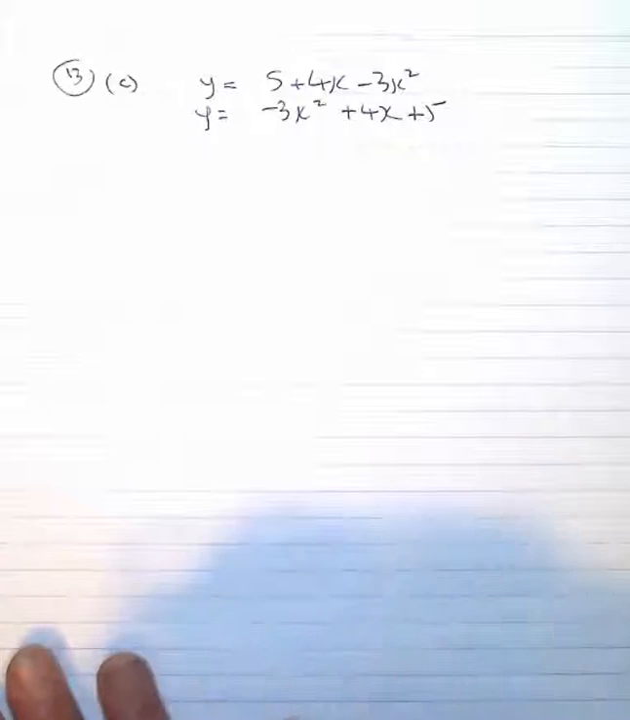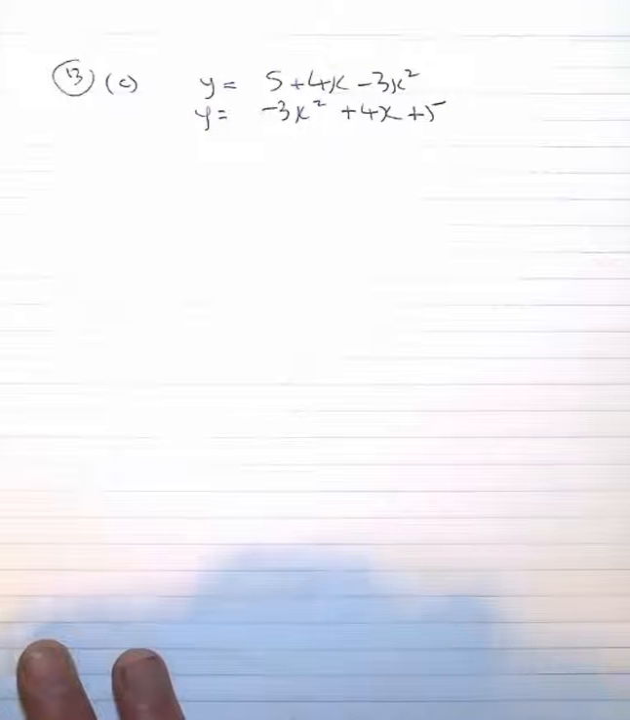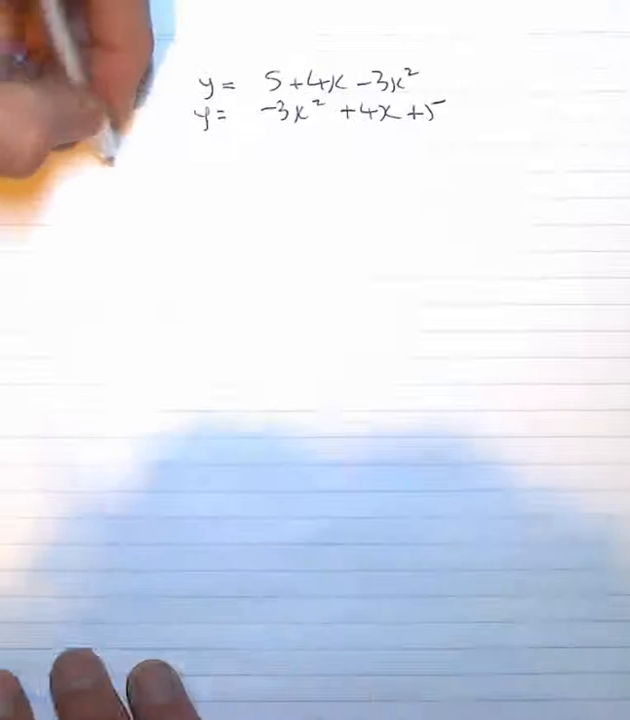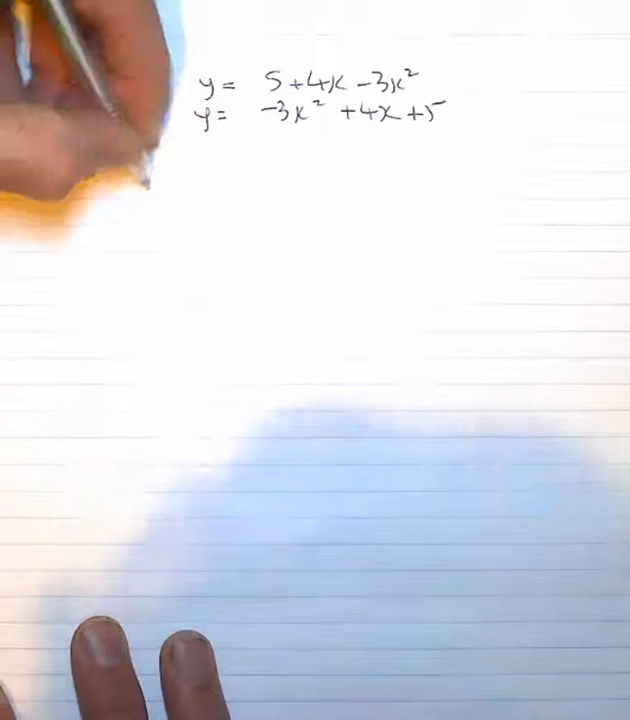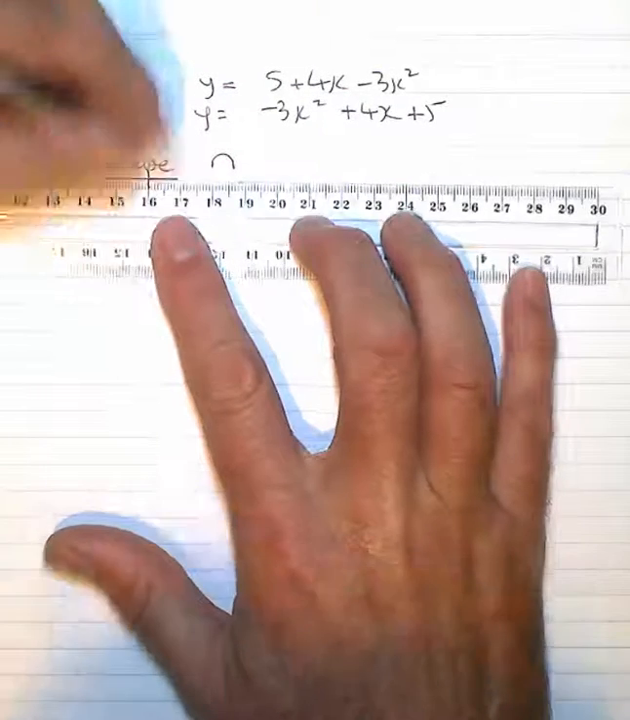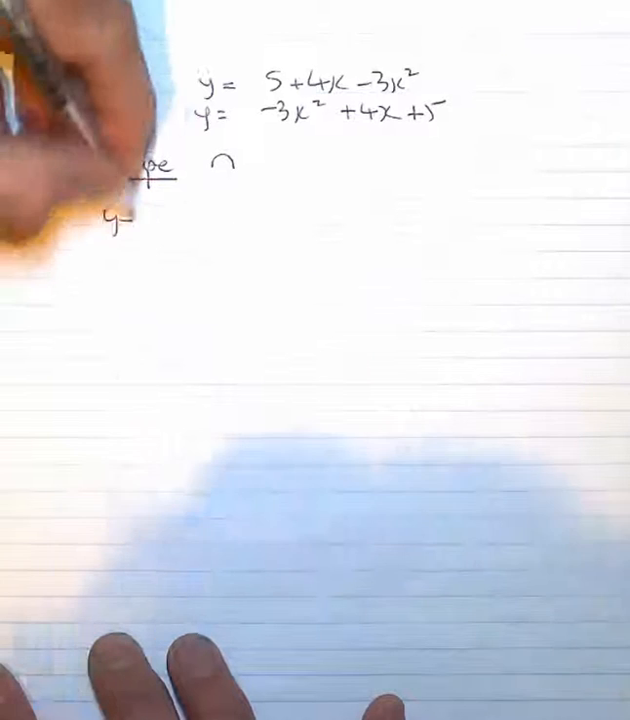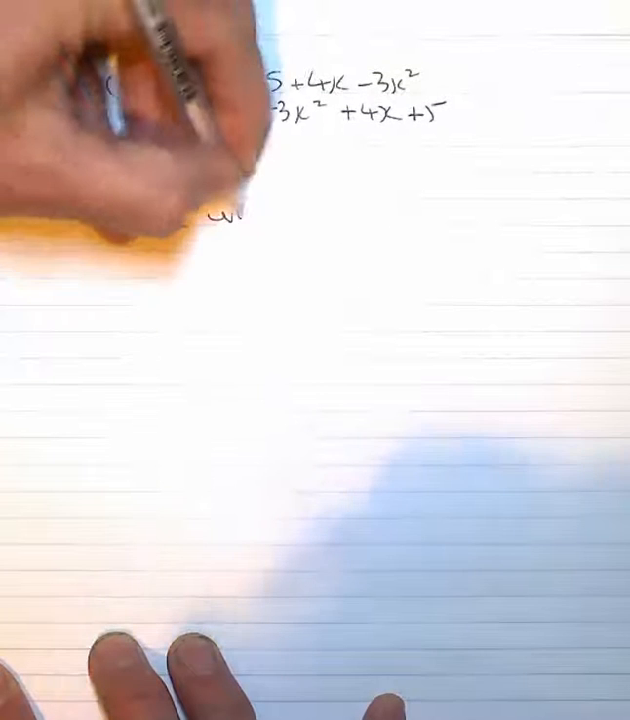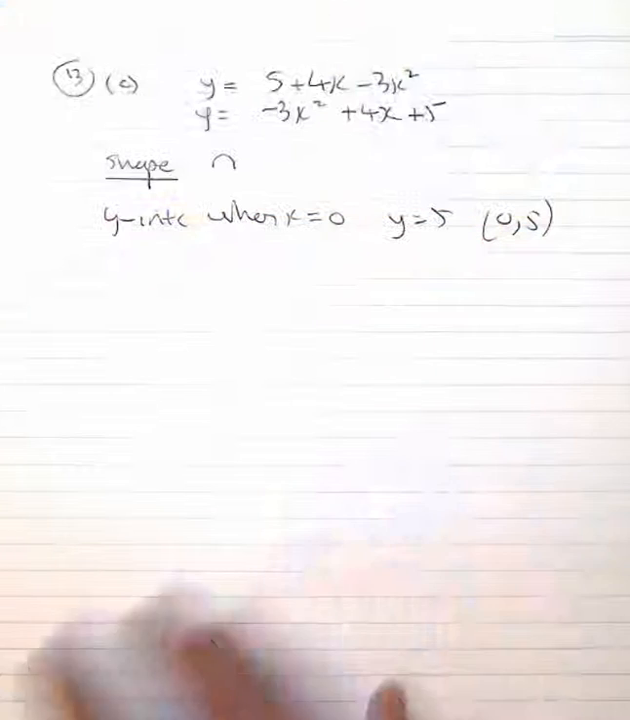Going to go on to 13C now. As you can see, a very similar format. We're going to have the shape of an upside down parabola, if you like, with a negative 3x squared, the y-intercept, or the point (0, 5).